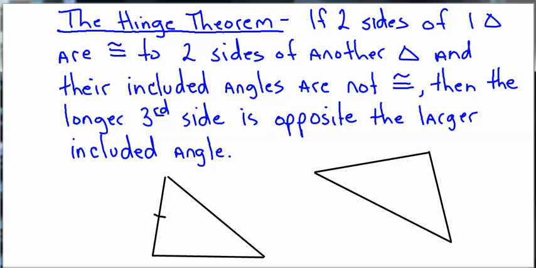Two sides of one congruent to two sides of another, right? Okay. The included angles are not congruent. Okay? Then the longer side is going to be opposite the larger angle. Okay? So you can say that AB is greater than CD.